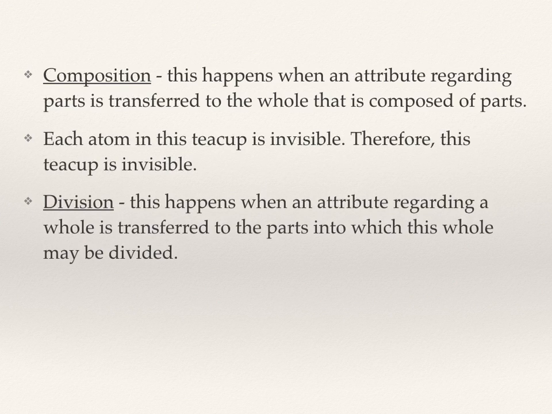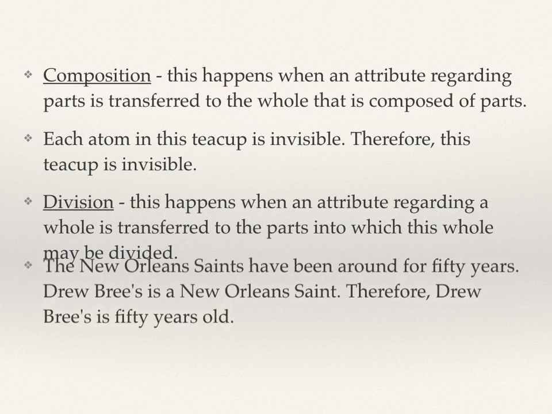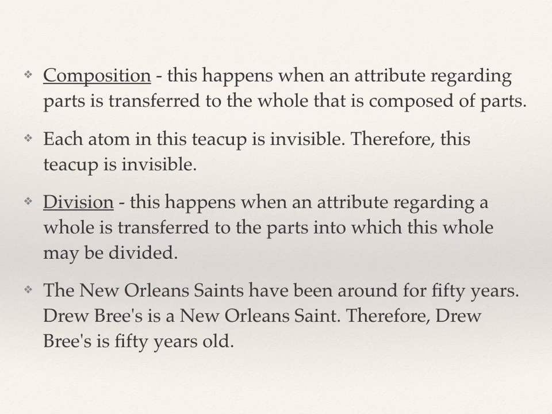And another way of thinking about this is the fallacy of division. This happens when an attribute regarding a whole is transferred to the parts into which this whole may be divided. So for example, the New Orleans Saints have been around for 50 years. Drew Brees is a New Orleans Saint, therefore Drew Brees is 50 years old. This is obviously not true. Drew Brees is not 50 years old. He's a part of the New Orleans Saints, and so on. So that's an example of the fallacy of division.